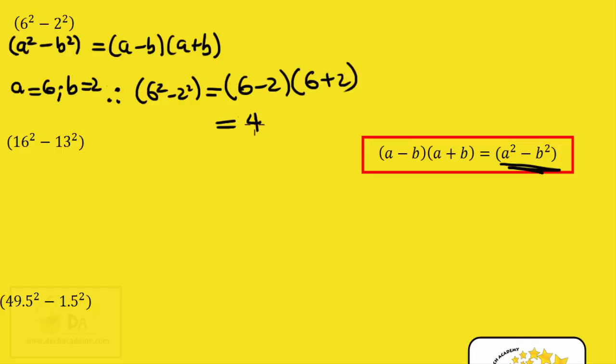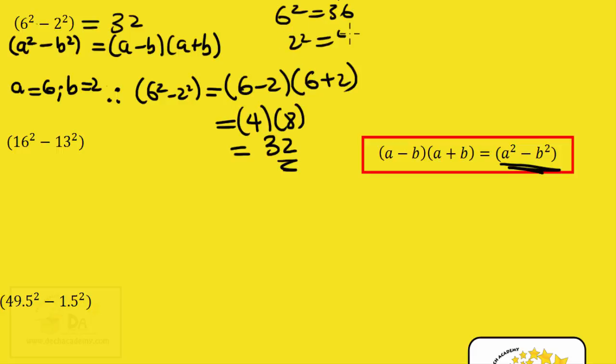6 minus 2 is 4. 6 plus 2 is 8. So what we have is 4 times 8, which is 32 as our result. So this expression is equal to 32; we just simplified it using the difference of 2 squares formula. An alternative approach would have been to say, well, 6 squared is 36, and 2 squared is 4. So 6 squared minus 2 squared is the same thing as 36 minus 4, which is equal to 32. I'm just showing you that the difference of 2 squares formula can be applied to an expression of this form.